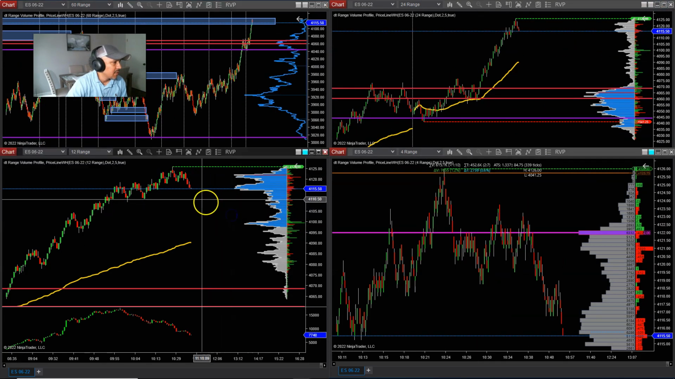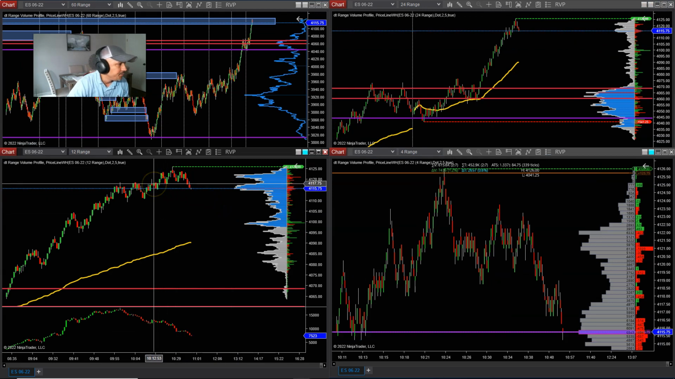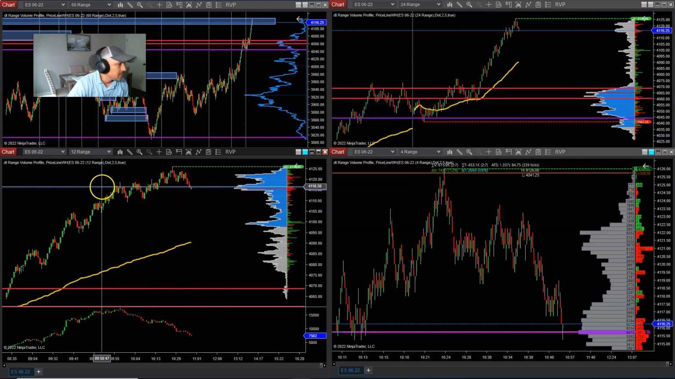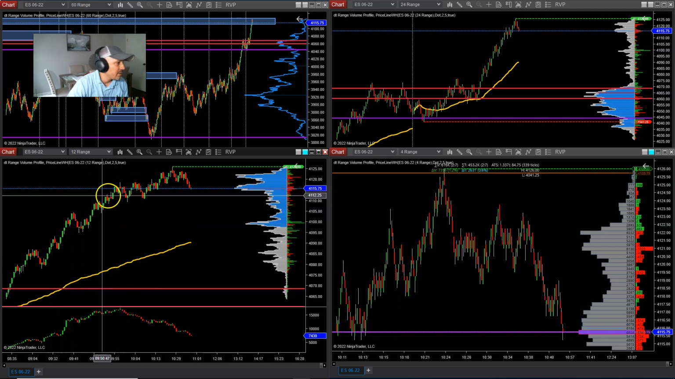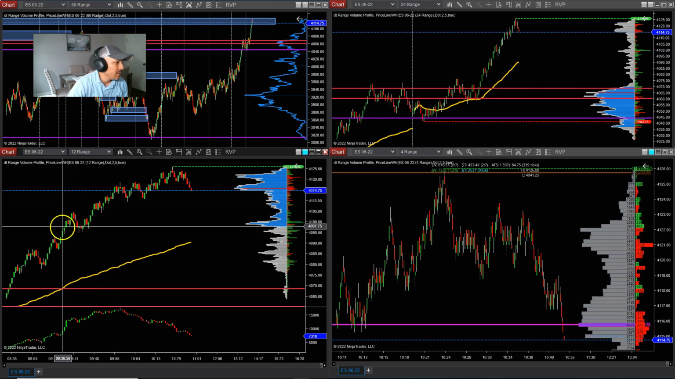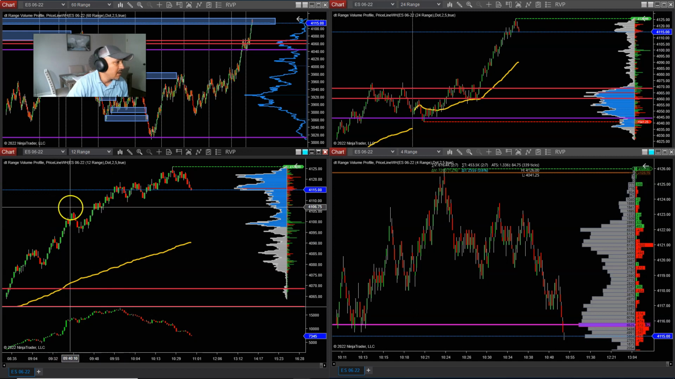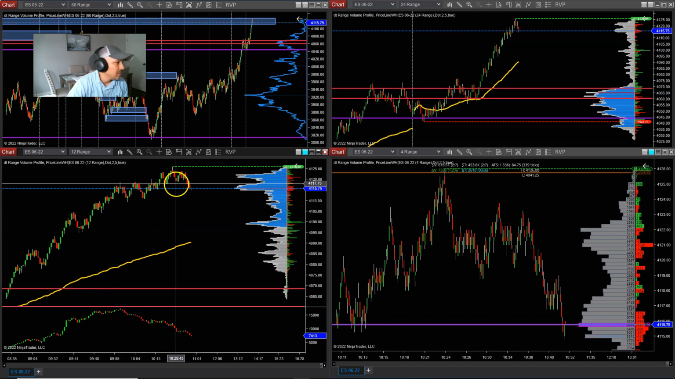Let's see. Yeah, we're still breaking to the downside here. You see the market has just been pushing higher and higher here, but with all this choppy activity to the upside. So we've been making these small little higher highs and higher lows, chopping to the upside. So let's see. Price broke there.